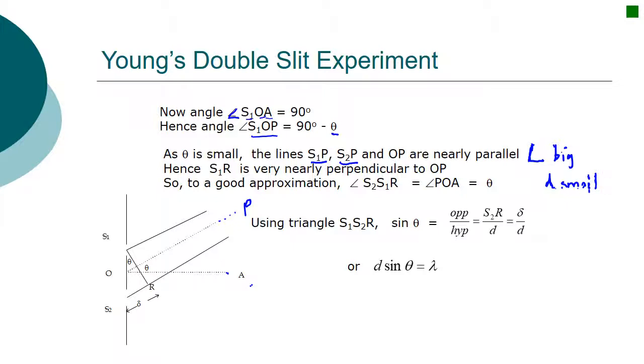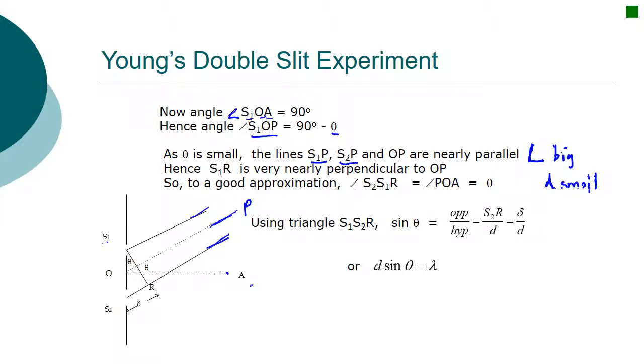It was small. So O is a point here, O out to P. All those three lines, this one and this one, are said to be parallel. That tells us that S1R, following S1 down to R, is nearly perpendicular to that dotted line in the center, OP.